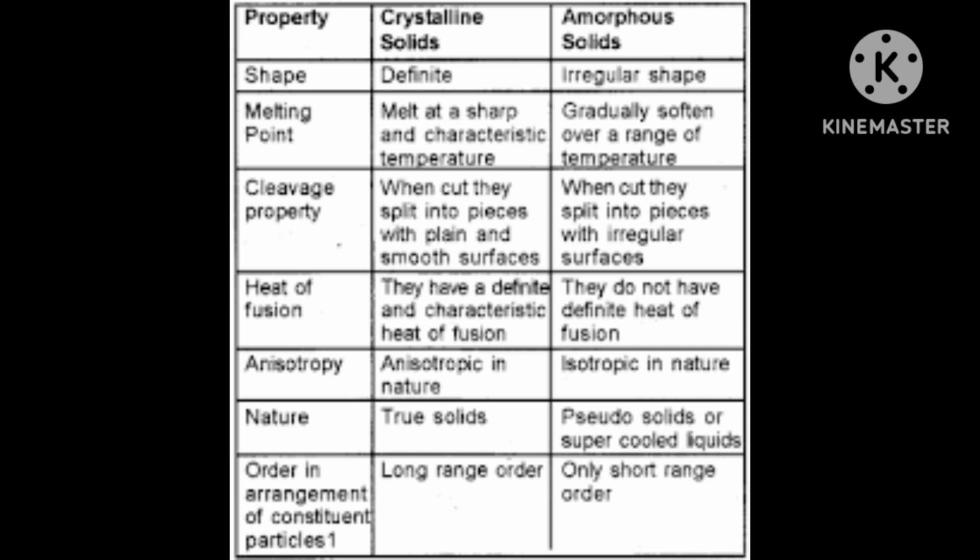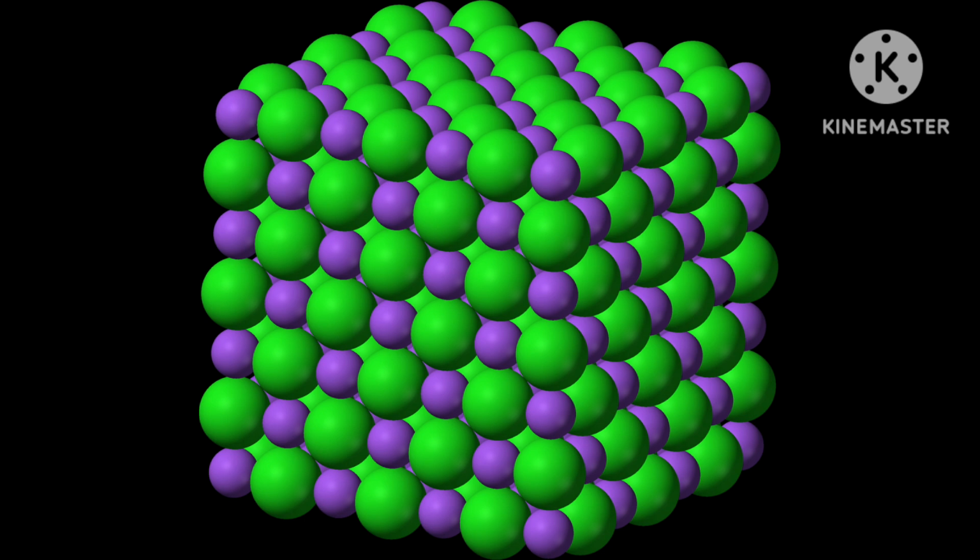Some glass objects from ancient civilizations are found to become milky in appearance because of some crystallization. Like liquids, amorphous solids have a tendency to flow.